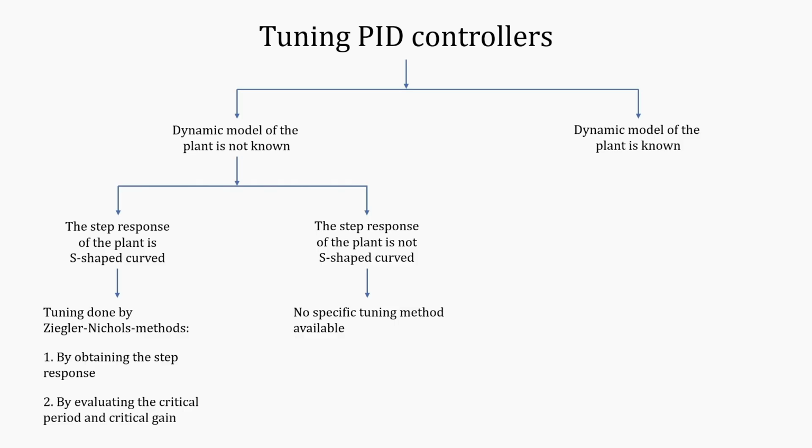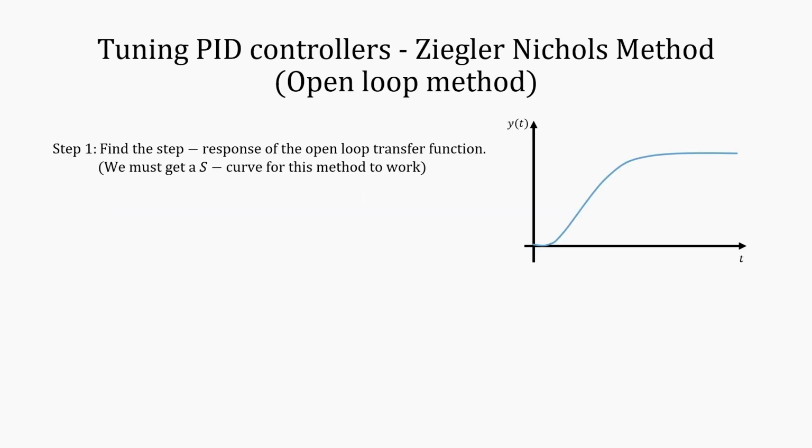There are generally two variations of the method. One is called an open loop method and one is called a closed loop method. We will look at both variations. So, let us look at the open loop method. Now, what is the open loop method? Suppose this is the step response of your system, of your open loop transfer function.